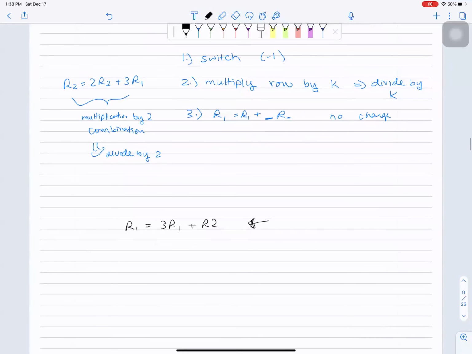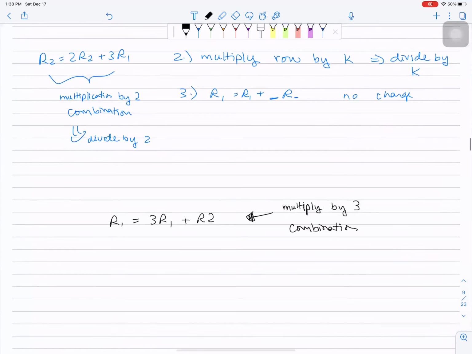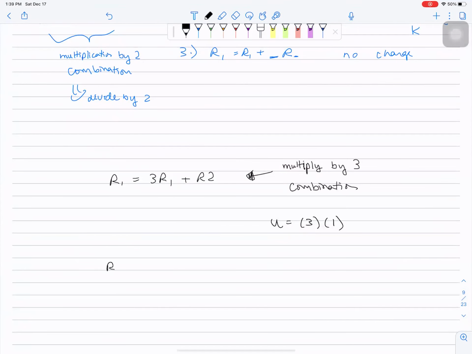Again, you're combining things together, so I would recommend writing things separately. You can do combinations, but just be careful. This is technically first a multiplication, multiply by 3, and then a combination. So my U is 3 because I multiplied by 3, and then I did a combination, so no change, times 1. That's why I would recommend saying, I'm going to do row 1 is 3 row 1. That way I know I multiplied by 3. Then I can say the new row 1 is now row 1 plus row 2. So that's a combination.